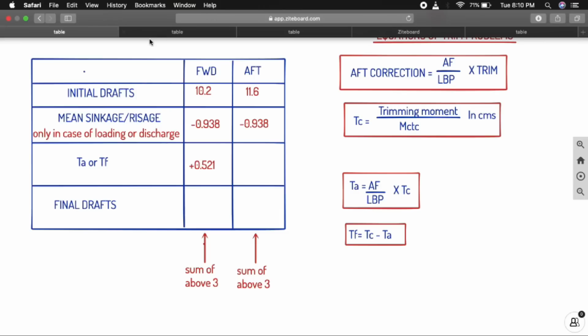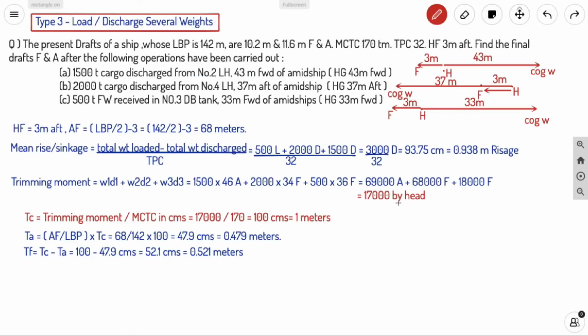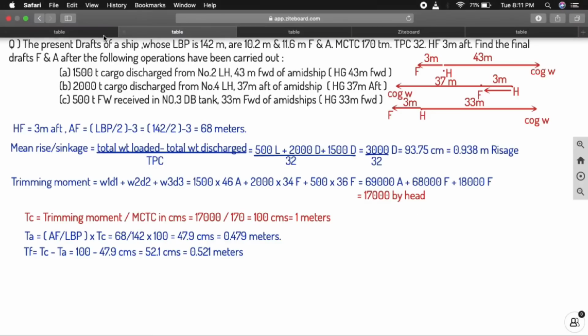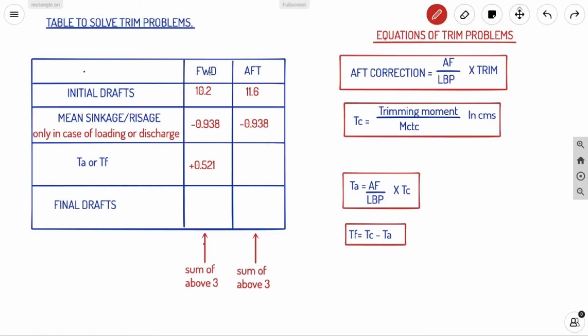Since in the question it's given as trim by head, whatever the trimming moment is, we add there. So since it's by head, we add TF and we subtract TA. So the values will be plus, since forward TF we add 0.521, and TA we will minus it from aft draft, minus 0.479. So the final drafts is the sum of these three.